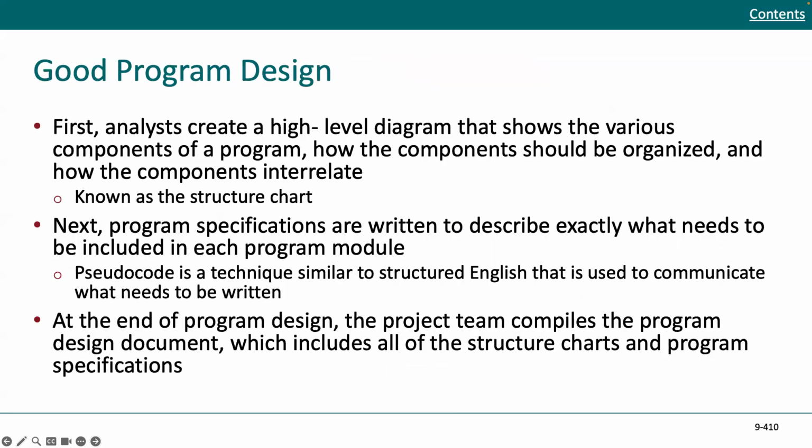So how do we go about doing a good program design? First, the analysts create a high-level diagram that shows the various components of a program, how the components should be organized, and how the components interact. It's known as the structure chart. Next, the program specifications are written to describe exactly what needs to be included in each program module.